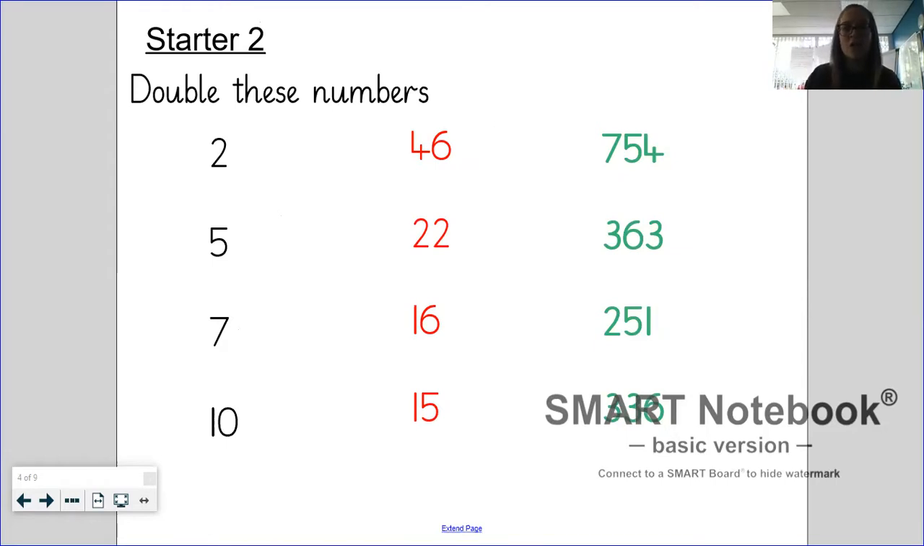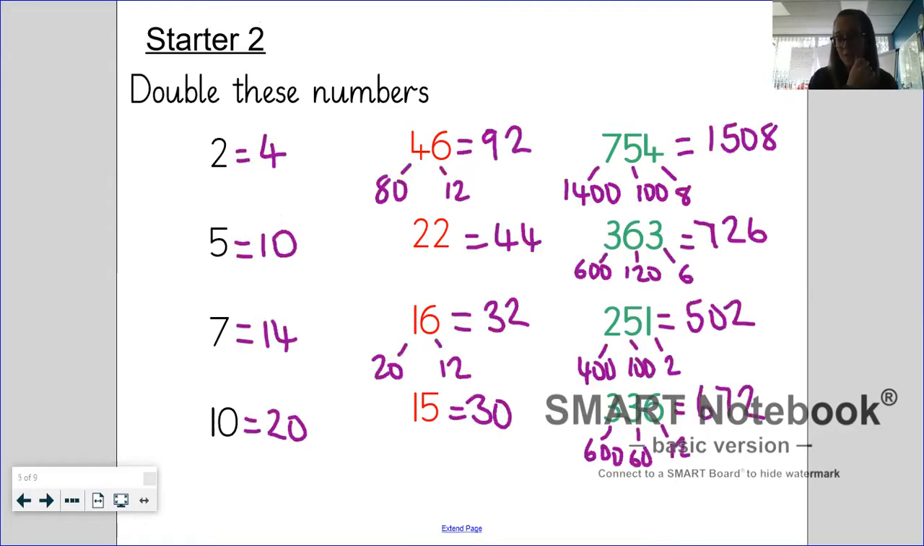Let's have a look. So we're going to have doubled these numbers. Here we go. So I used a lot of partitioning in this one. Obviously, the black numbers, they were really easy to do. The red ones, I partitioned. So I doubled 40 and I doubled 6, added them together. I doubled 10, I doubled 6, added them together. I doubled 700, I doubled 50, and I doubled 4. I doubled 300, I doubled 60, I doubled 3. I doubled 200, I doubled 50, I doubled 1, and I doubled 300, I doubled 30, and I doubled 6. And I just added them all together. If you need a little bit more time to mark, just pause the video and you'll be able to do it.